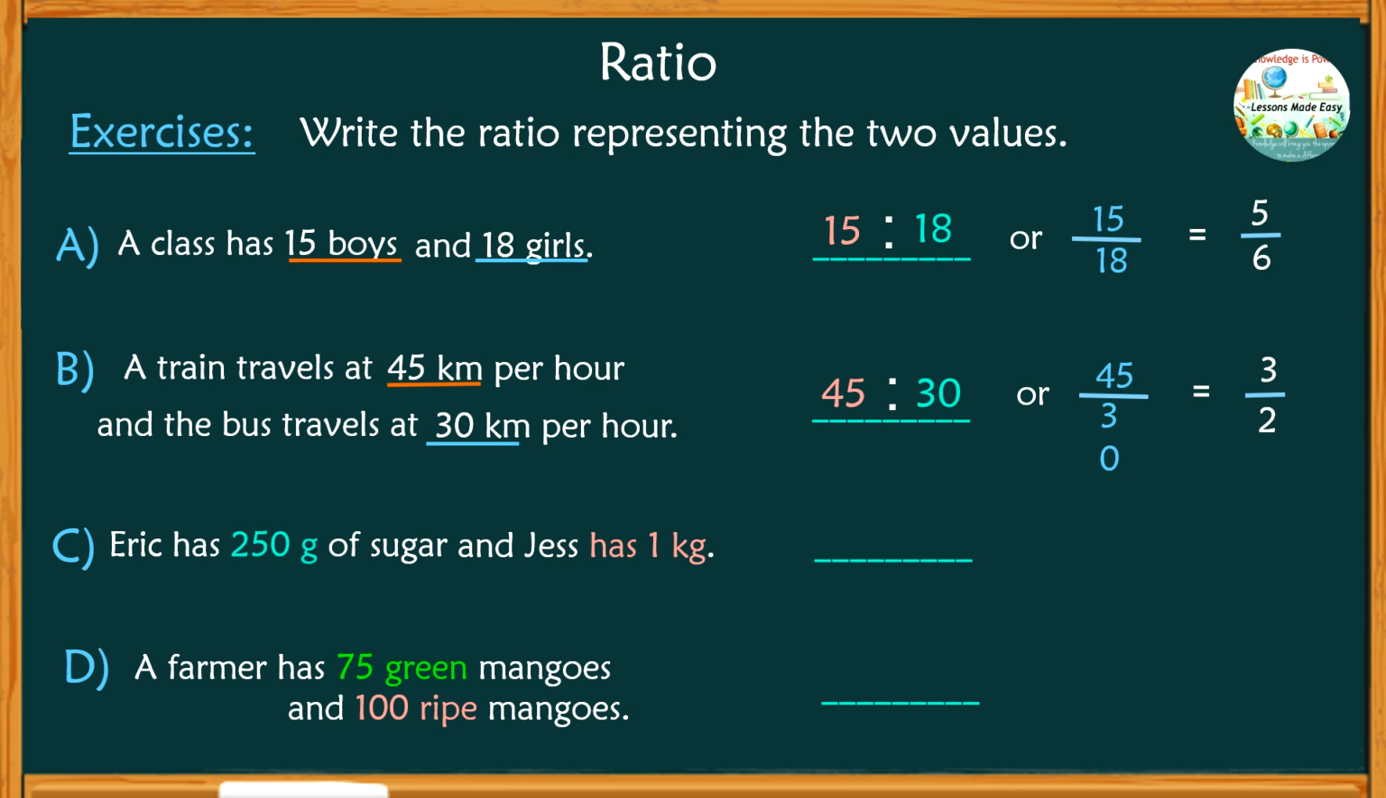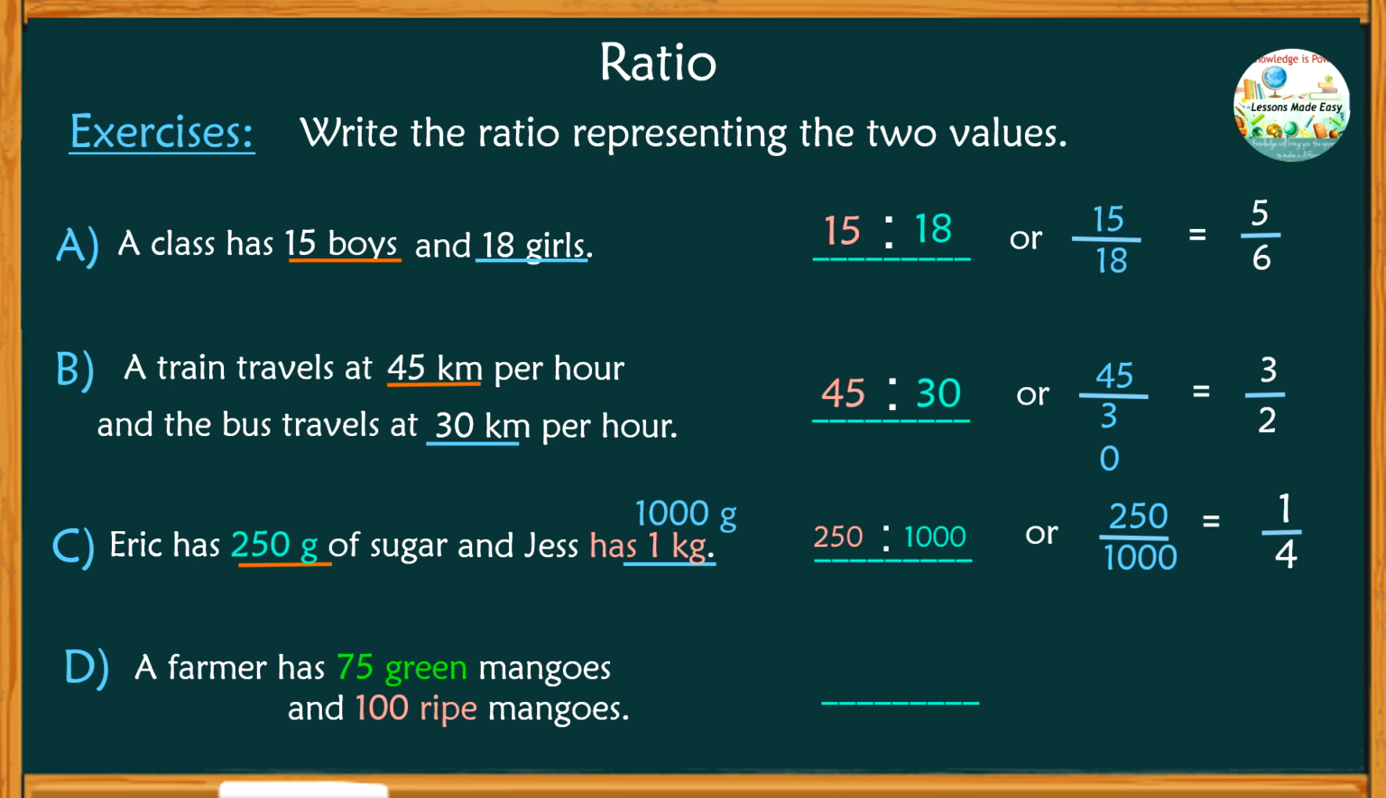For letter C, Eric has 250 grams of sugar and Jess has 1 kilogram. Grams and kilograms are two different units. We can convert kilogram to grams. 1 kilogram has 1,000 grams. Therefore, the ratio would be 250:1,000, which can be written as 250/1,000 in a fraction form and can still be reduced to an equivalent fraction of 1/4. Let's work on letter D.